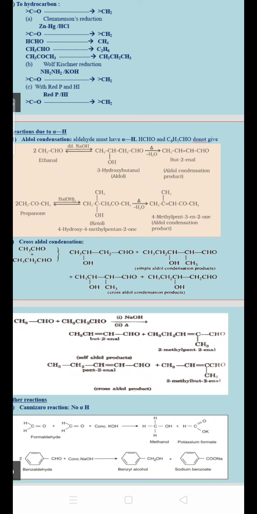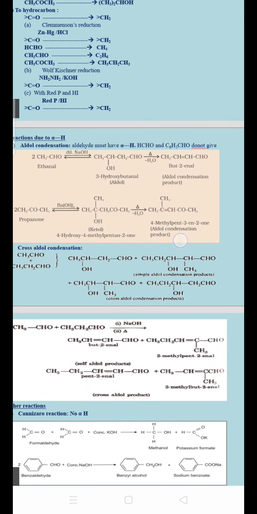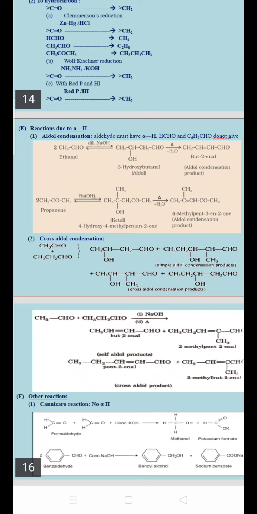I can name this too, because in the fourth position I have a methyl group. When I count the number of carbon atoms, it is pentane. There is a double bond, so I am mentioning it: in the third position I have ene. In the second position I have the ketone group, so I have expressed ONE. If you feel like writing this aldol condensation product's name, you can leave it and simply write aldol condensation product. That's it. So till now, what we saw was the reaction of alpha hydrogen.